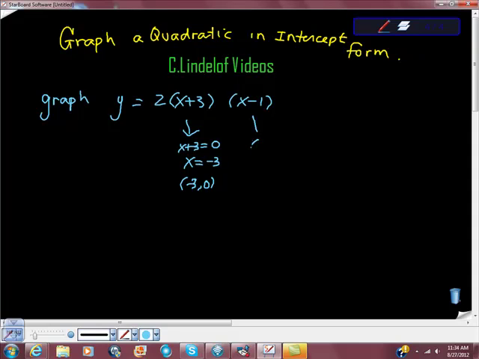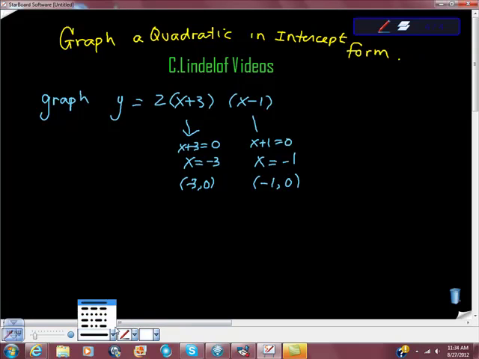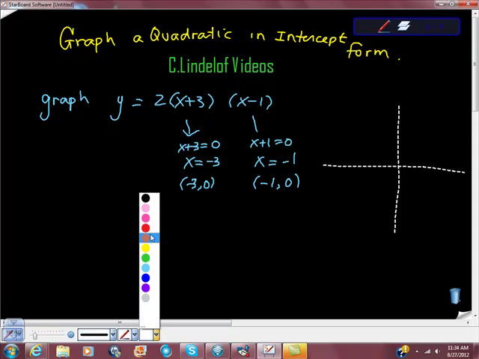And if we do the same thing here, we have x plus 1 is equal to 0. If we solve algebraically, we get x is negative 1. That means we get the point negative 1, 0, which means as a function, this thing looks like this. And we know that it's going to cross the x-axis in these two places. It's going to cross at negative 3, 0, and negative 1, 0.